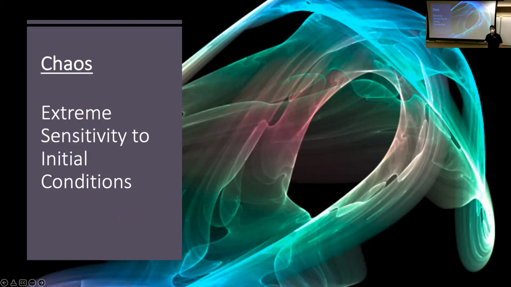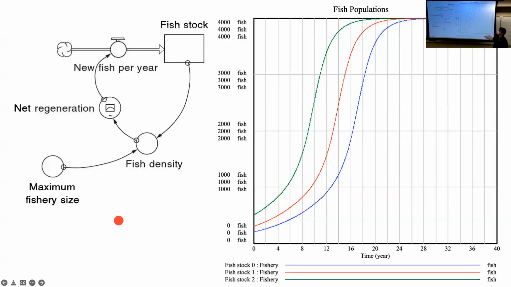Almost all the models we've looked at so far have not been chaotic. So we've looked at models like this fish stock here. I'm not going to show you the net regeneration curve. We should all be familiar with this basic idea by now. But the point here is if I run this in Vensim, I can choose different initial conditions for my fish stock. I can say I initially have 1 fish, 5 fish, 10 fish, 100 fish, whatever. So I have different initial conditions that I can start this simulation out.